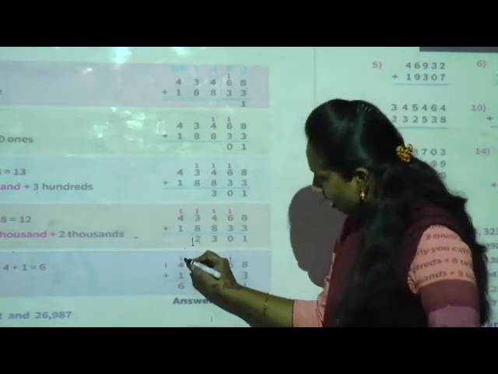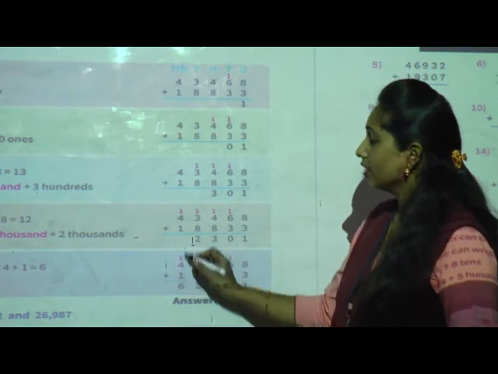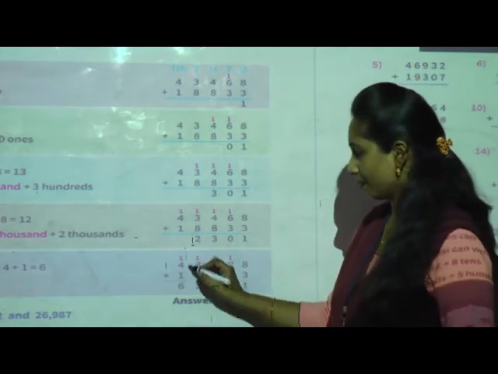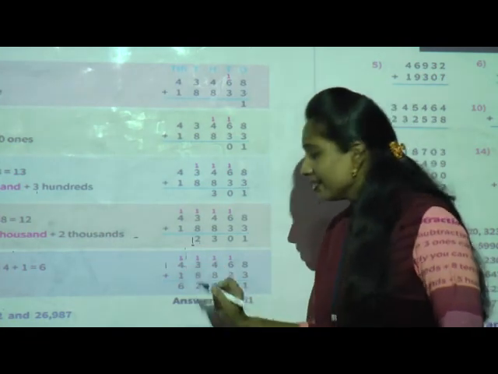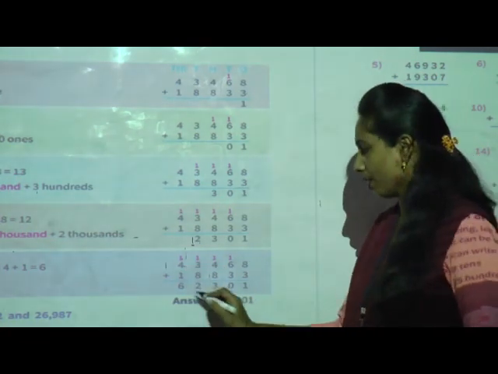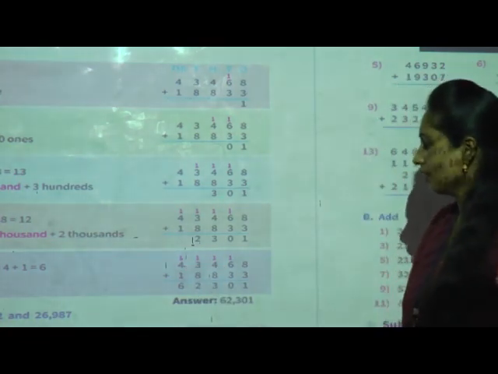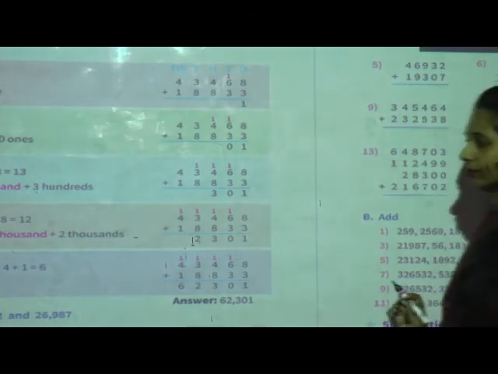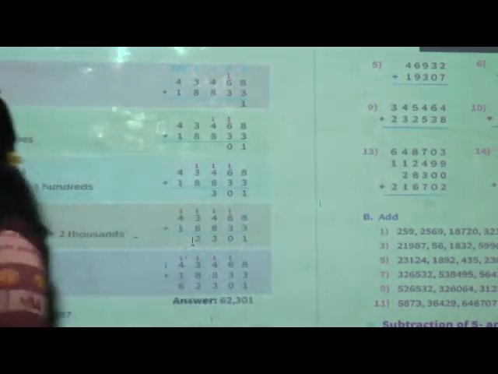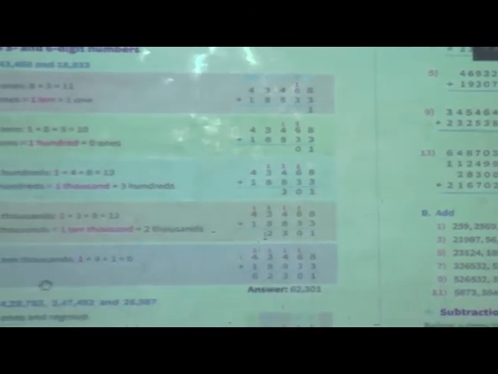Now last, we have to add the 10,000s place value. 1 plus 4 is 5, 5 plus 1 is 6. So what is the answer? Here we got 62,310. Got it? Understood?